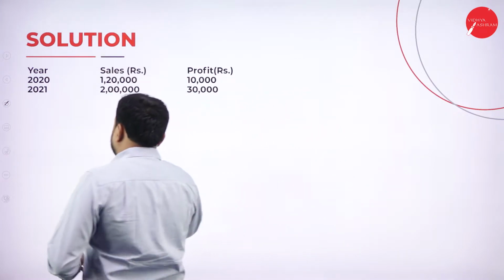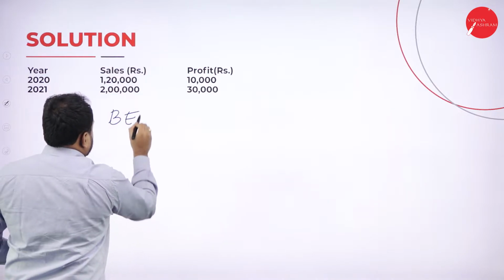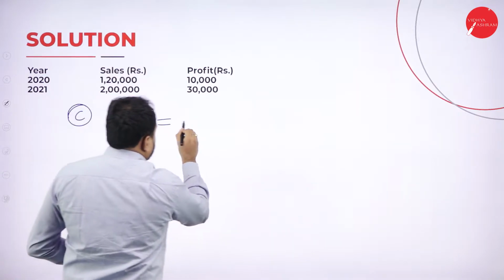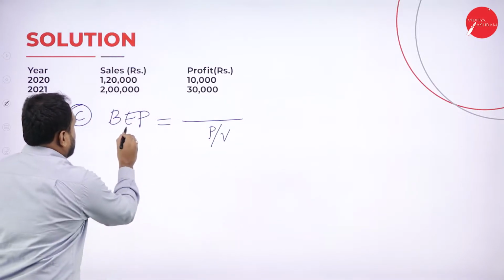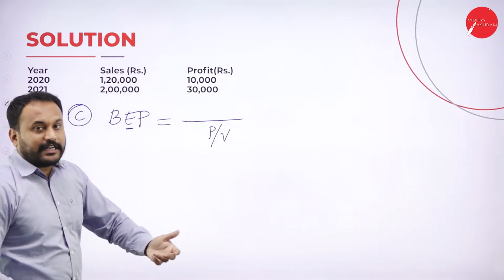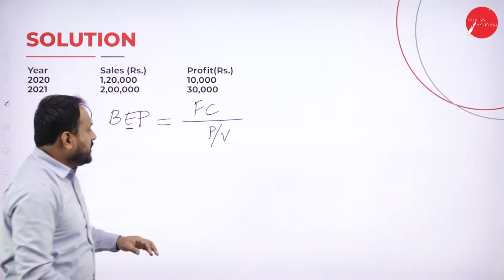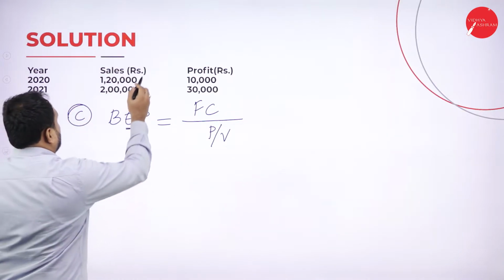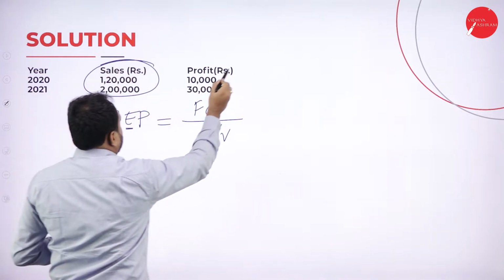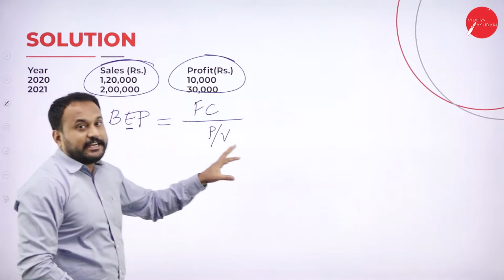So that is C. The C is what? BEP is equal to. Now PV is always in the denominator. Now after E, what will come? F. F in the sense fixed cost. Now here fixed cost divided by PV is what it is. But here nowhere I know my fixed cost. How to find fixed cost?